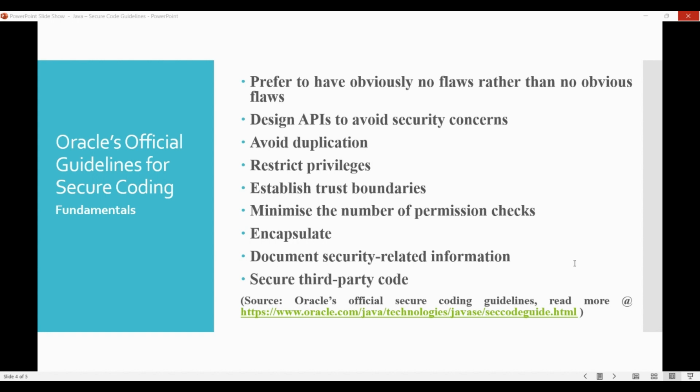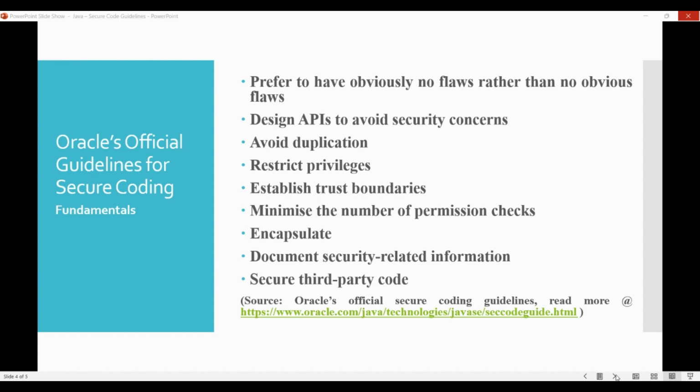So, this is what the official guidelines on secure coding suggest that are available on the Oracle platform. These fundamental guidelines give a glimpse or an idea about how we can implement secure coding in our application. So, to conclude these guidelines, finally, we can reiterate that the most effective approach to minimizing vulnerabilities is to prefer to have obviously no flaws rather than no obvious flaws, which is the first point.